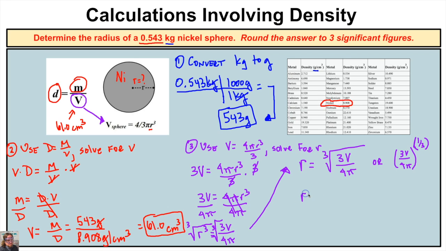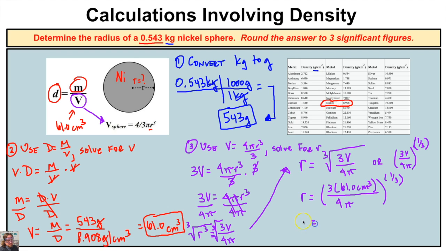So let's go ahead and do this. r is going to equal 3 times the volume. Well, we just figured out the volume. It's 61.0 centimeters cubed. 61.0 centimeters cubed divided by 4 pi to the 1/3 power.